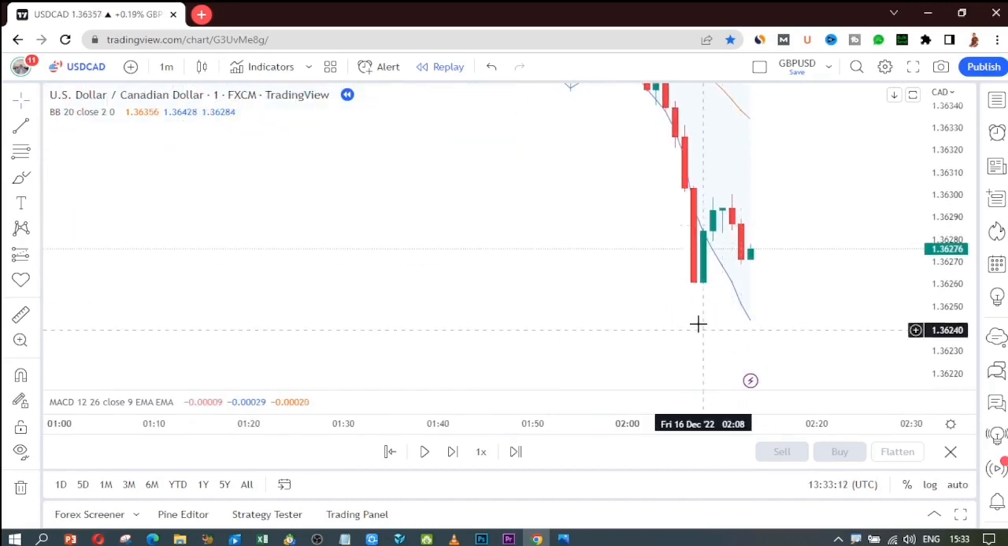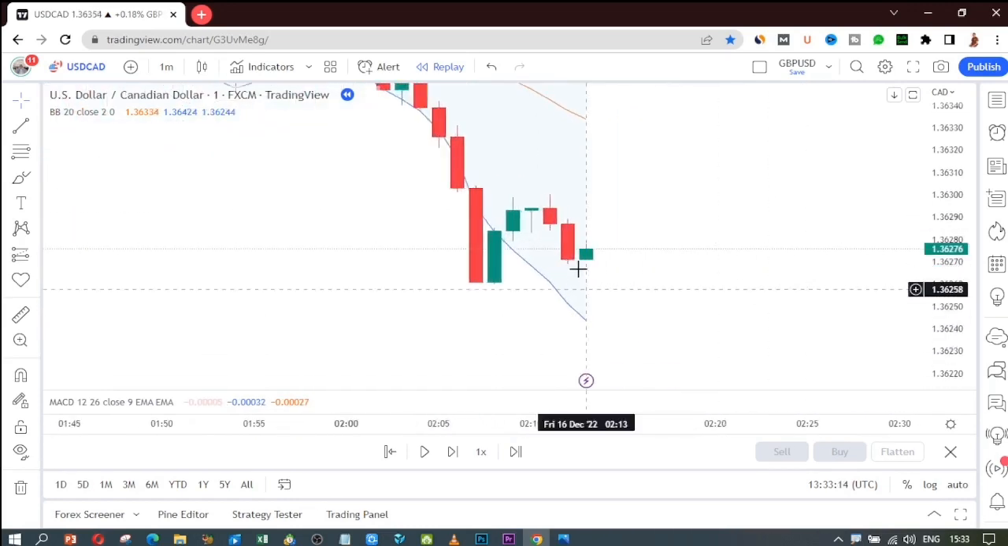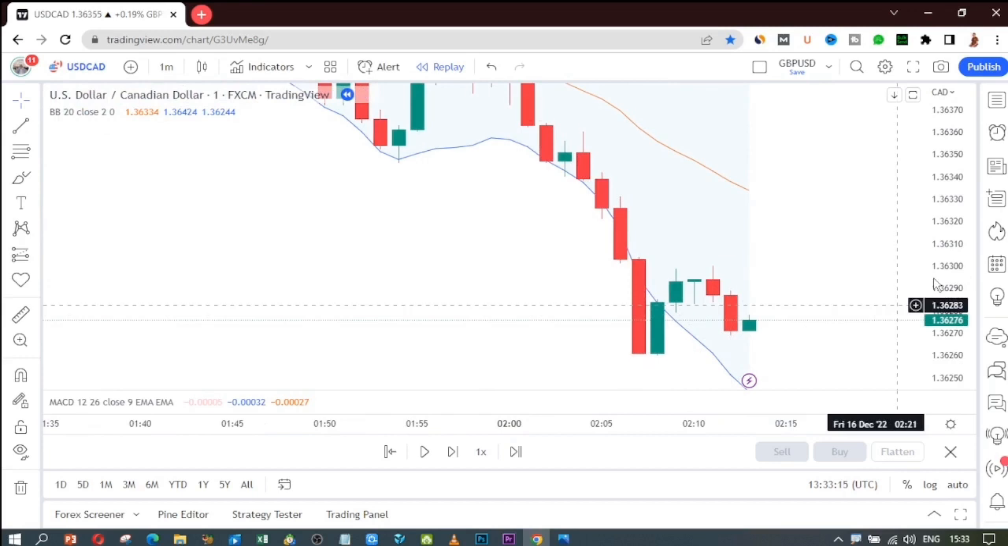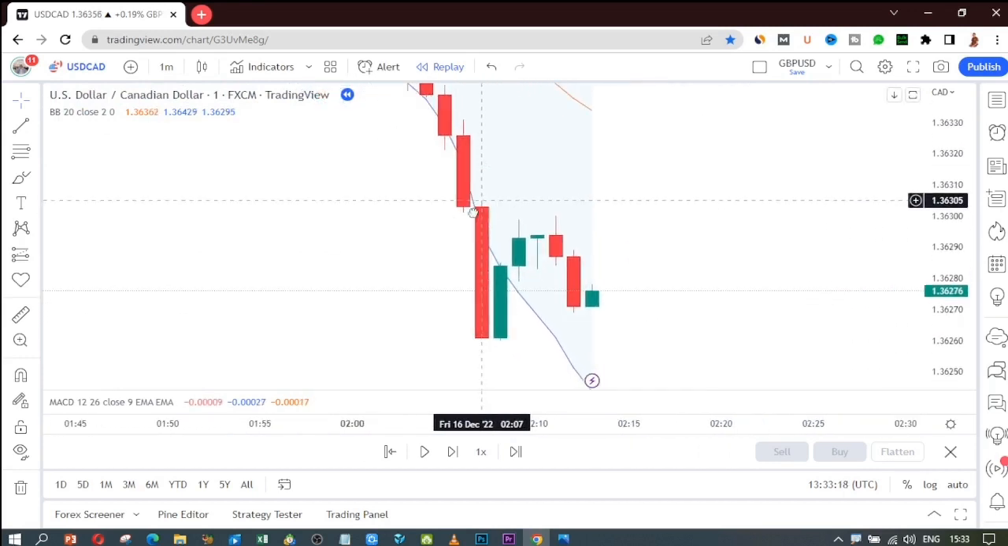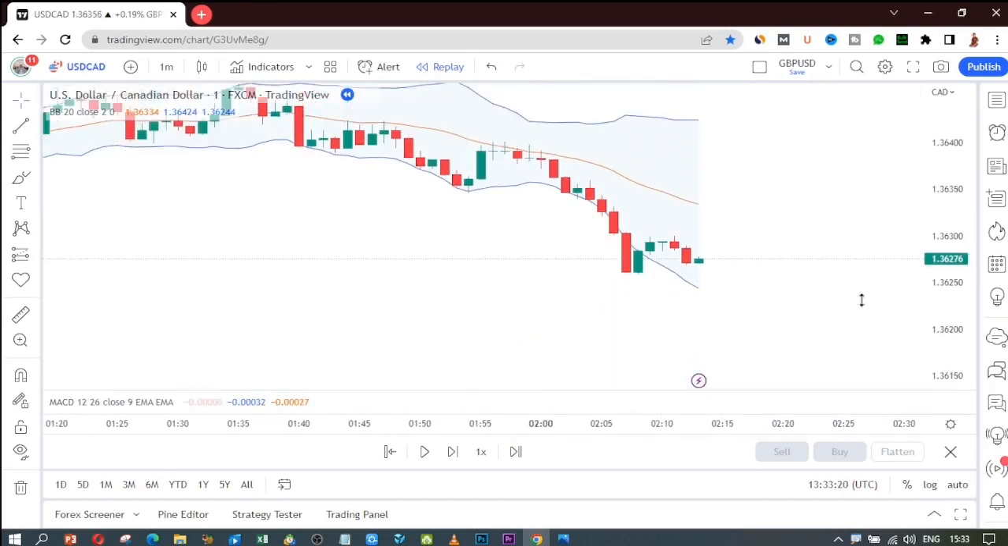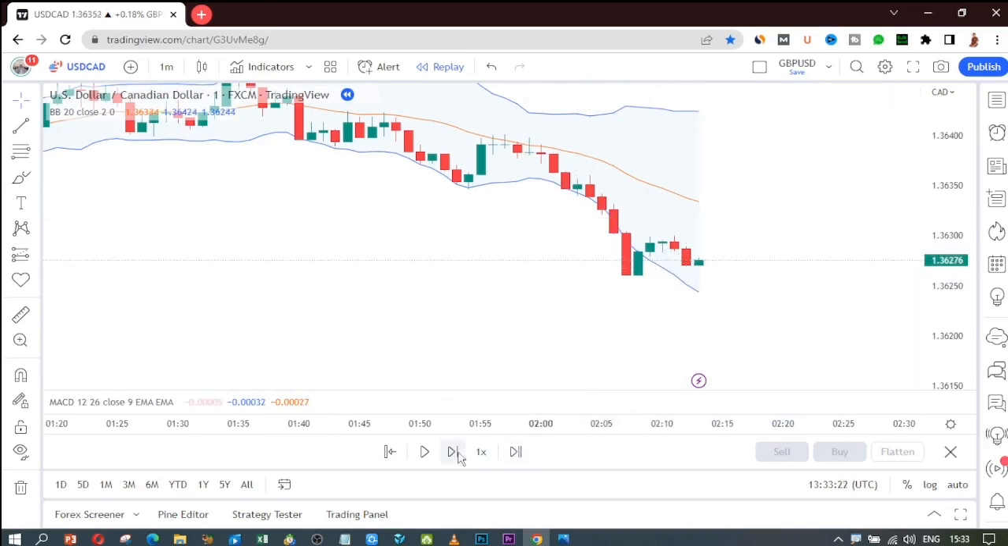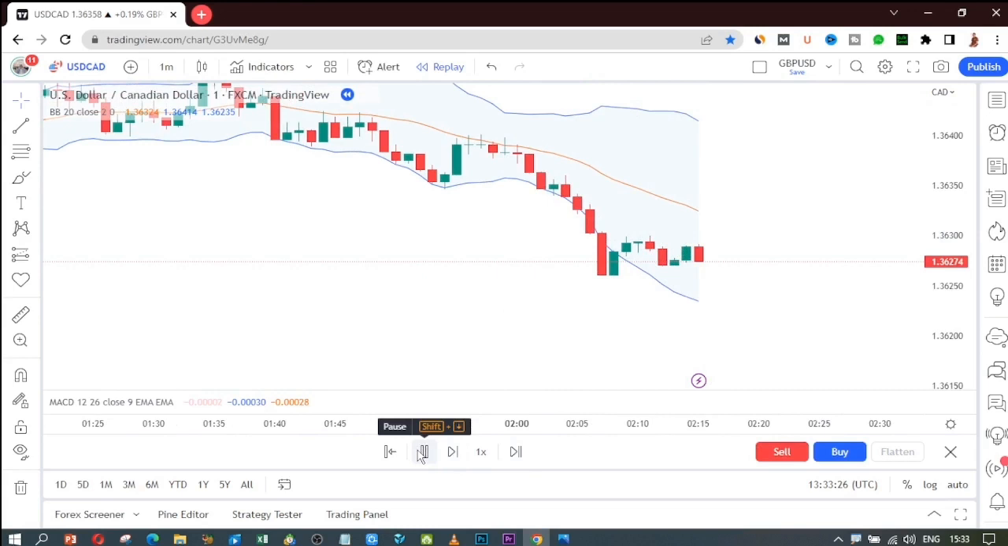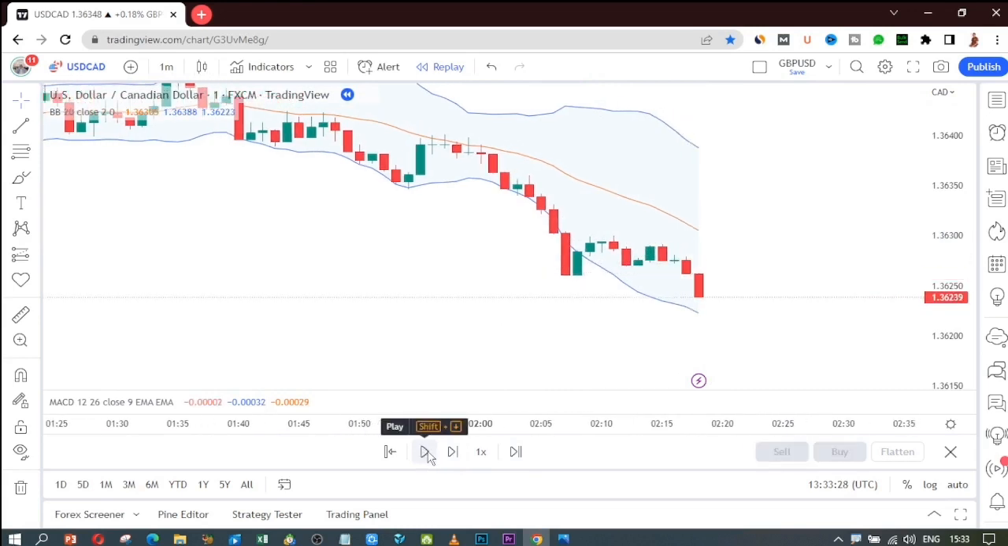So when the market comes outside the Bollinger Bands right here, it's more likely that the market is going to come inside the bands right here. If I do this, you're going to see the market come inside the bands and go to the upside right here, because the market will spend almost all the time inside the Bollinger Bands.